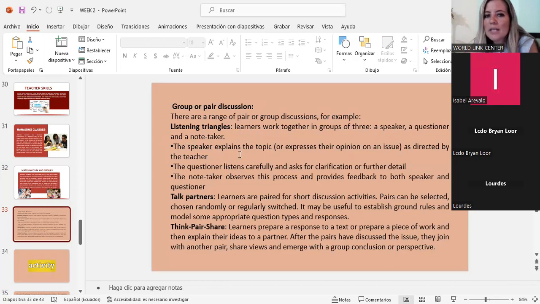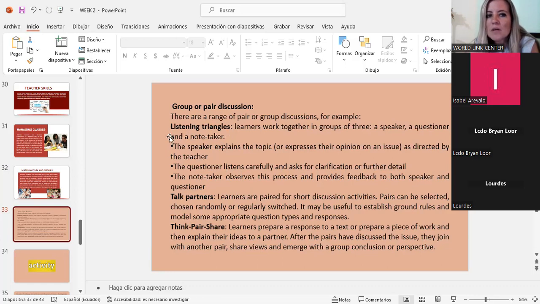The speaker explains the topic or expresses their opinion on an issue as directed by the teacher. The questioner listens carefully, asks for clarification or further detail. The note taker observes this process and provides feedback to both the speaker and questioner. Okay, this is a listening triangle.